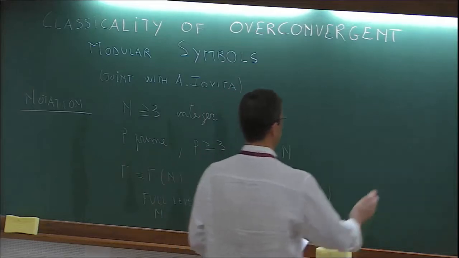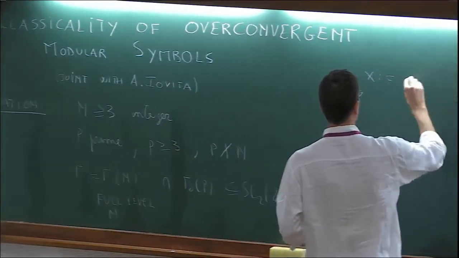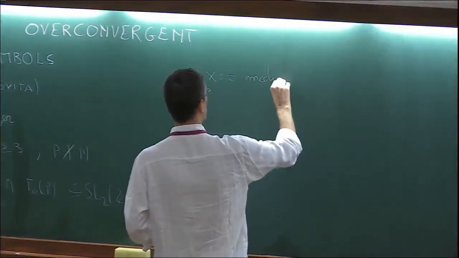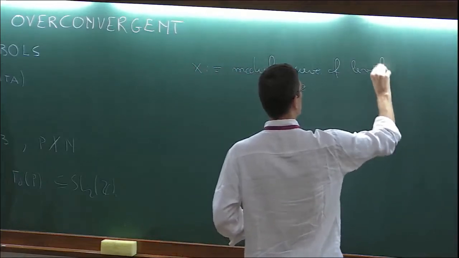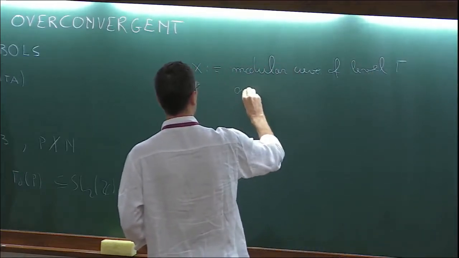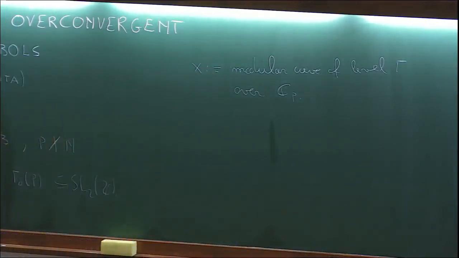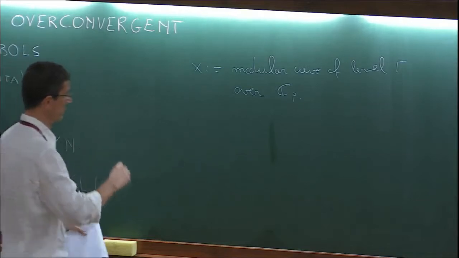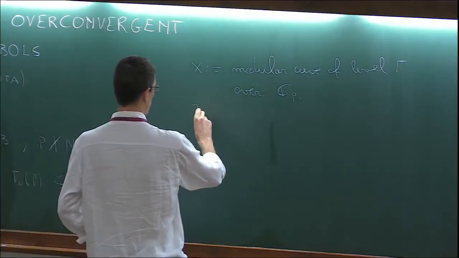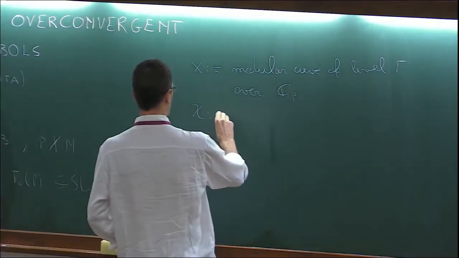And we let X, which is the modular curve of level Gamma, work over C_p, the completion of an algebraic closure of Q_p. And since we need to take a perfectoid, the universal cover of it, I will also write calligraphic X for its associated adic space.